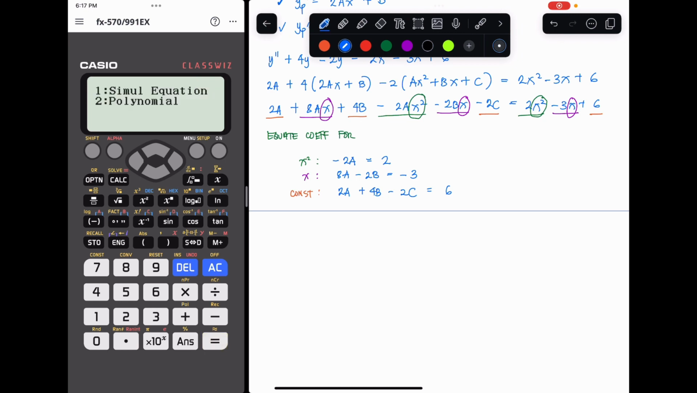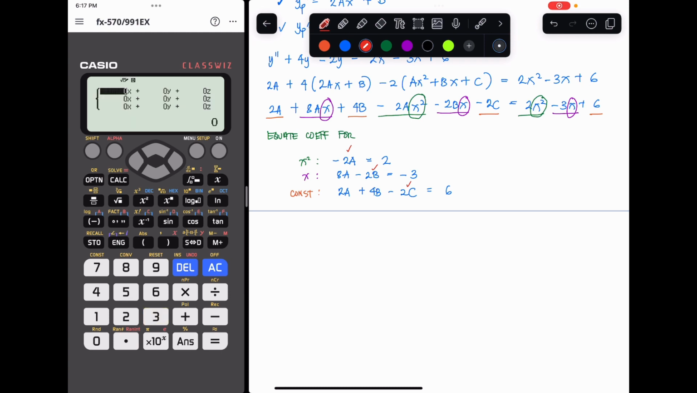A while ago, we were using the polynomial option for finding the roots. But this time, since there are three linear equations involved, I'm going to use the simultaneous equation, the first menu. So I'm going to press 1. Then we are asked how many unknowns we have. We have A, B, and C. So there are three unknowns here. I'm going to press 3.